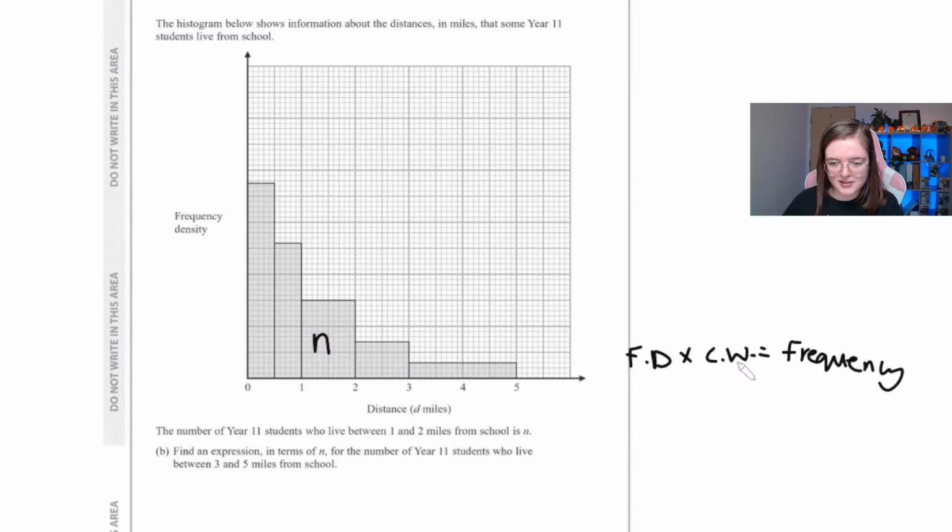And because the class width is just 1, to get a frequency of n, the frequency density must also be n. Does that make sense? So this must be n, because then n times 1 is n.